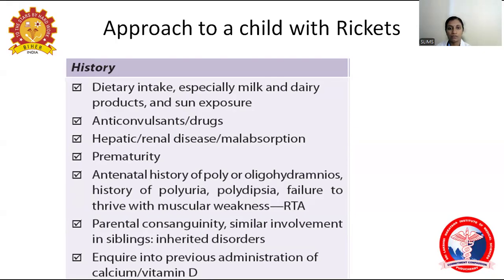polyuria, polydipsia, and failure to thrive and muscle weakness in children. Parental consanguinity, because there are so many inherited causes also, and similar involvement in siblings. And also ask whether the child has had some other problem for which any calcium or vitamin D had to be taken, or during the initial infancy whether proper supplementation was given.